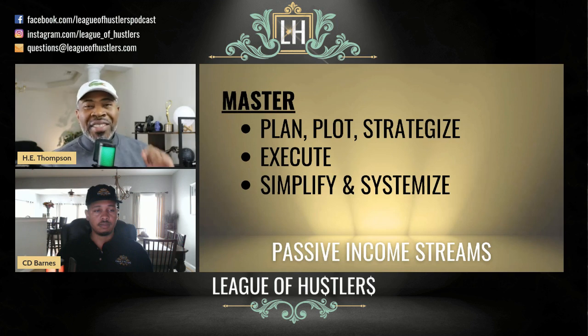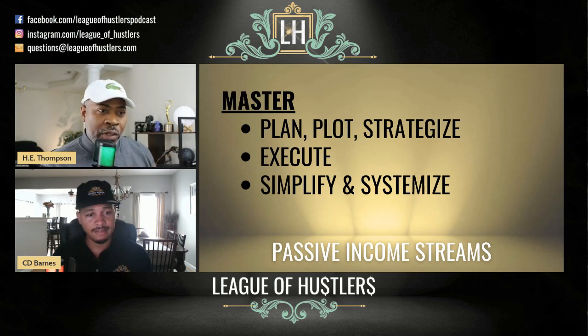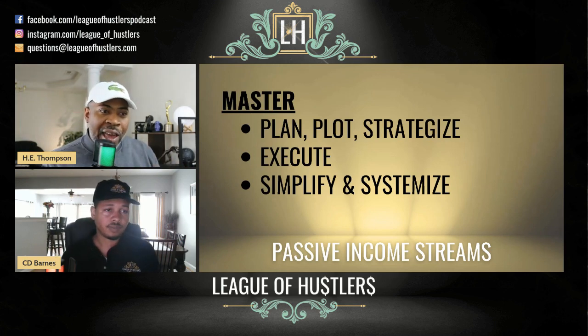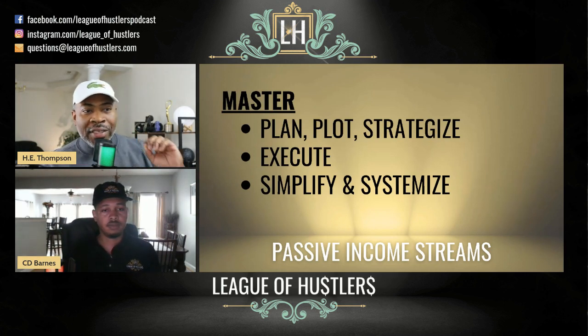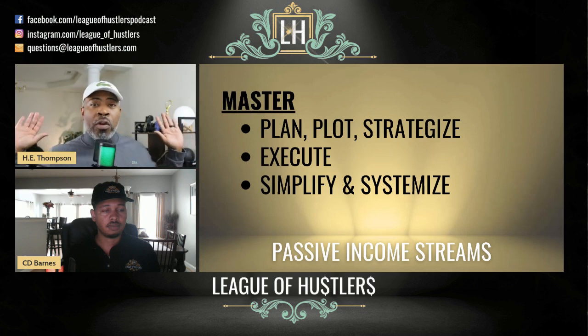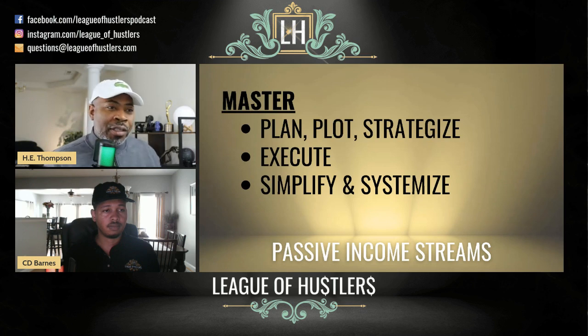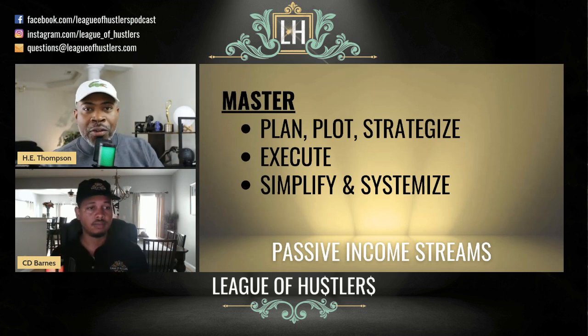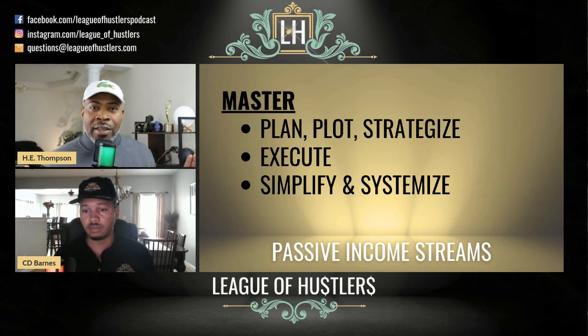Next up is execute. You have to execute, but you don't want to execute haphazardly. You want to execute effectively, and that's what we cover in the execute phase. And then lastly, in this phase, is simplify and systemize. The whole point of passive is to get as passive as possible. You want to remove yourself from the equation. You want to be on an island watching sales come in. You want to be enjoying your life, playing with your kids, going to recitals, doing the things that you actually love to do while you collect money.